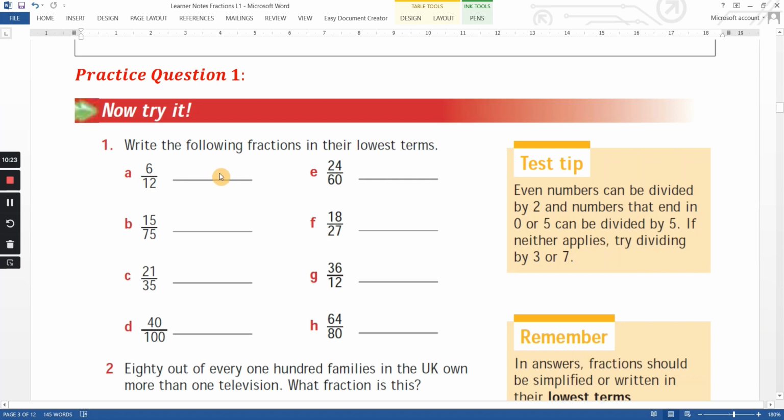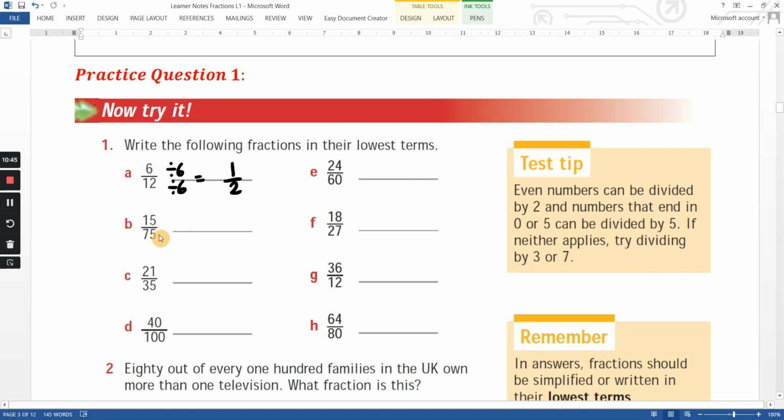So 1A, write the following fractions in their lowest terms. So I'm going to divide that by 6, divide that by 6 as well, and I get 1/2, or a half. You know, you could have done it in stages as well, but don't forget your final answer should be a half.